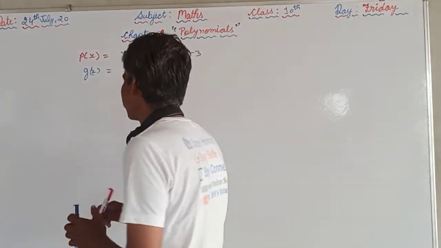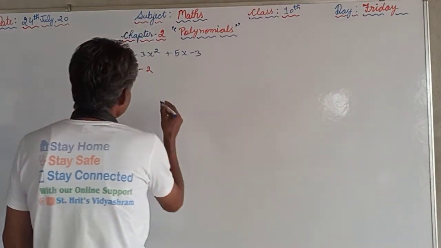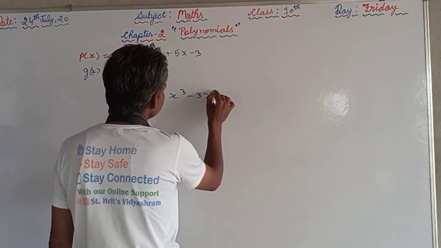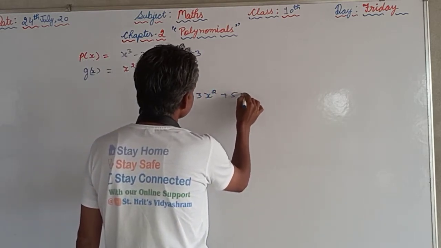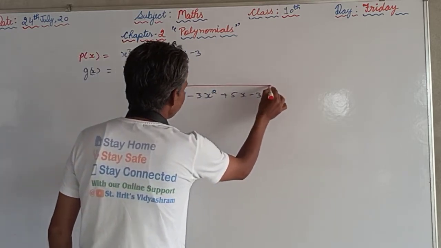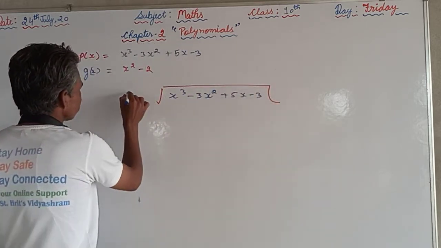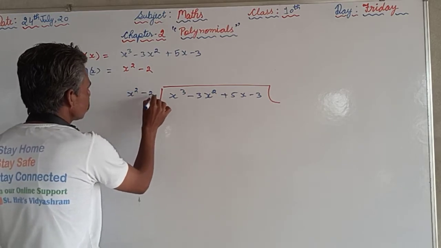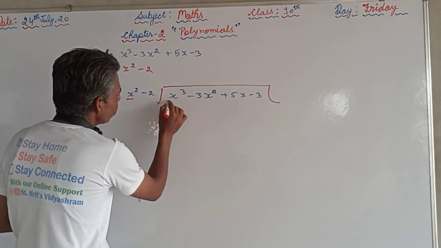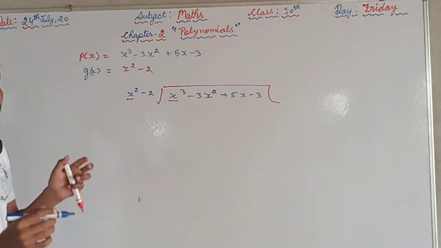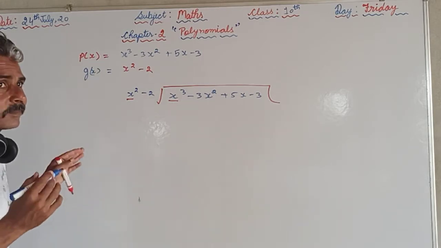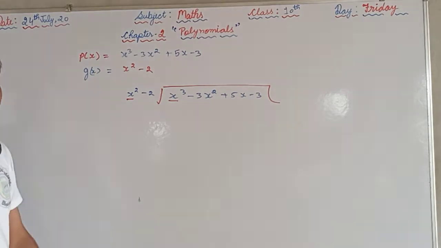So here first of all we will see how to divide. We will divide x cube minus 3x square plus 5x minus 3 by x square minus 2. What we will do, first of all, we have to compare the degree of the first term, as well as the remaining parts, means the coefficient, the negative sign, all the things we are supposed to consider in our mind.